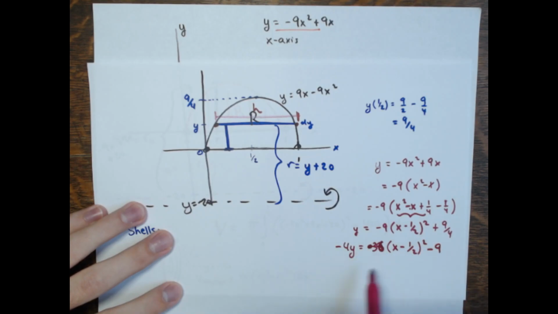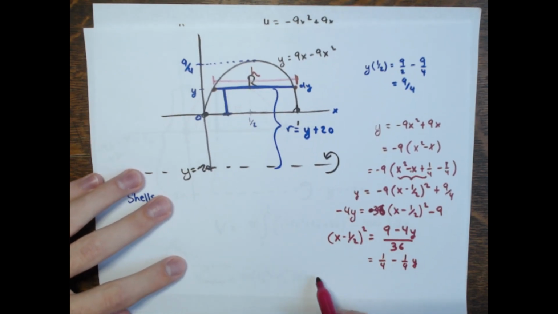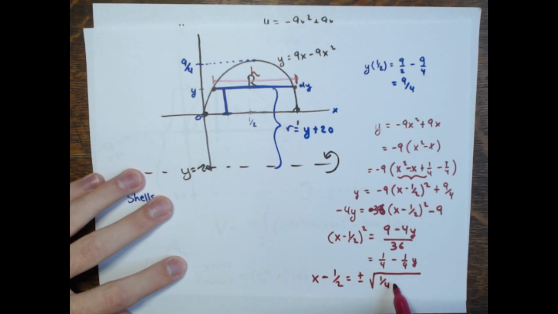And then I would add 9 and divide everything by 36, take the square root, and then add a half, right? It's a lot. So I'd have x minus a half squared equals 9 minus 4y divided by 36, right? Which is 1/4 minus 1/9 y, and then I would take the square root of both sides, which gives me a plus or minus. And then I would add a half.